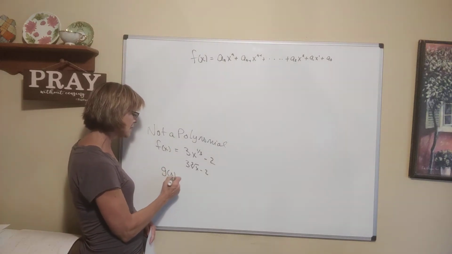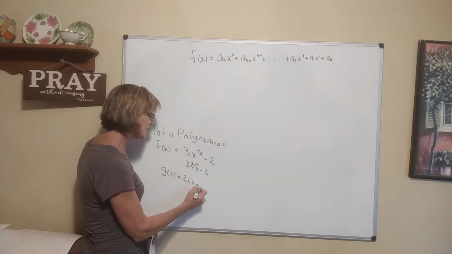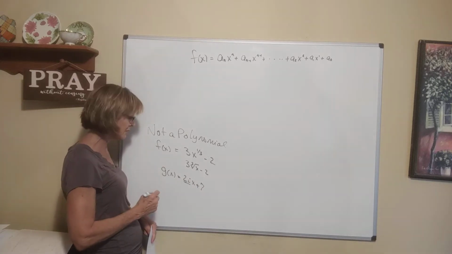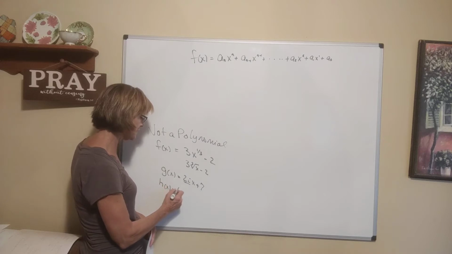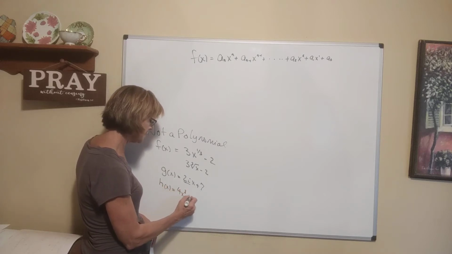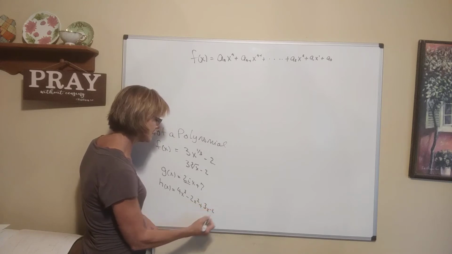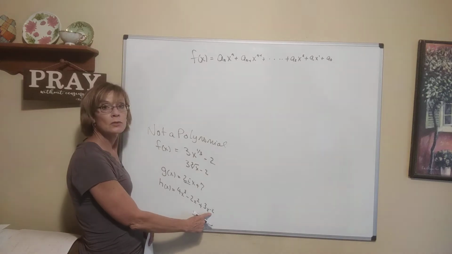Okay, what if they give me this? g of x is 2ix plus 7. Not a polynomial, because this coefficient has an imaginary part to it. Here is another scenario. h of x is 4x cubed minus 2x squared plus 3x to the negative 2. This is okay, this is okay. This little negative 2 is not okay.